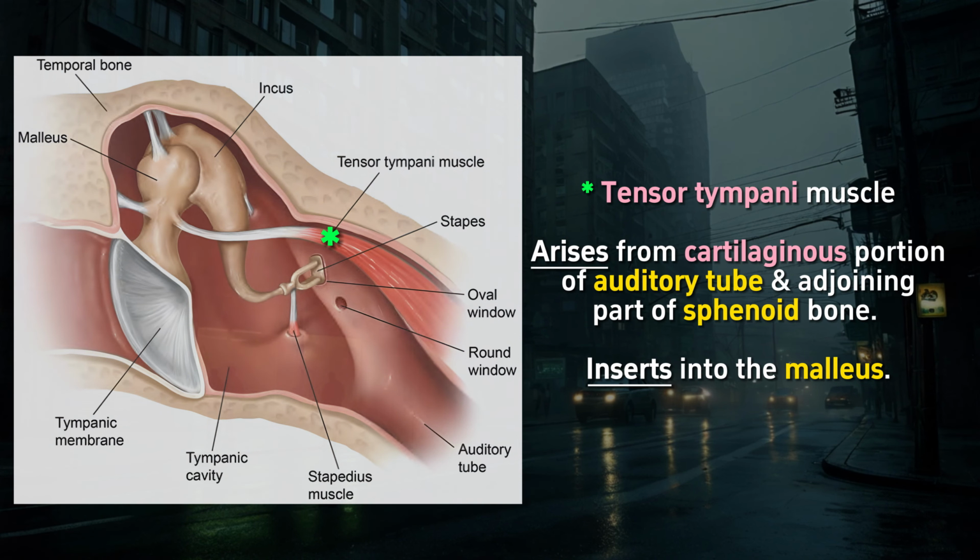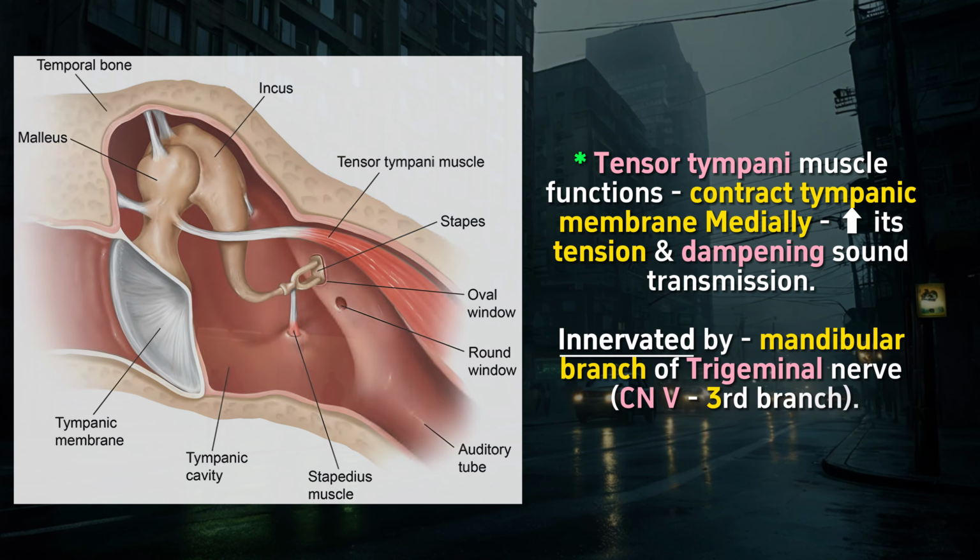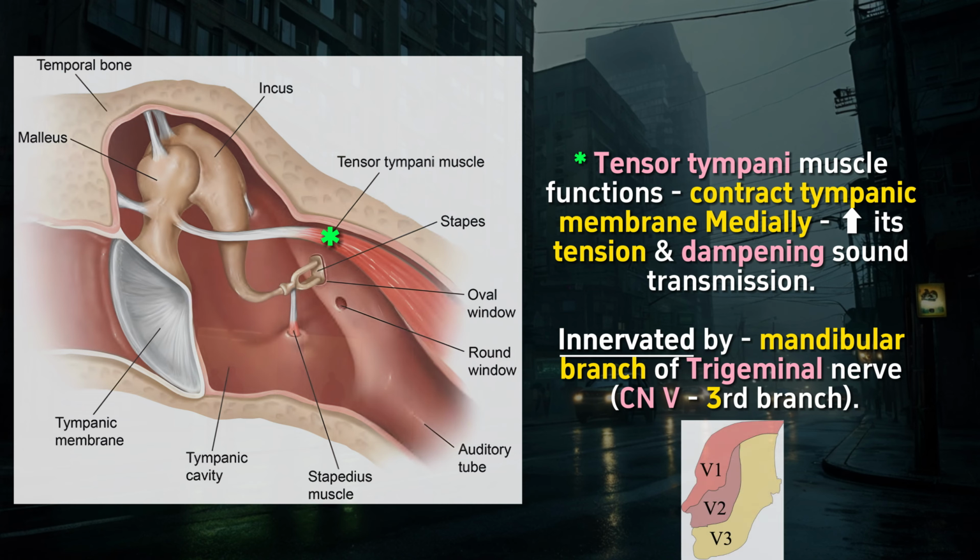The tensor tympani muscle arises from the cartilaginous portion of the auditory tube and the adjoining part of the sphenoid bone and inserts into the malleus. The tensor tympani muscle functions to pull the tympanic membrane medially, thereby increasing its tension and dampening sound transmission. It is innervated by the mandibular branch of the trigeminal nerve, the 3rd branch of cranial nerve 5.